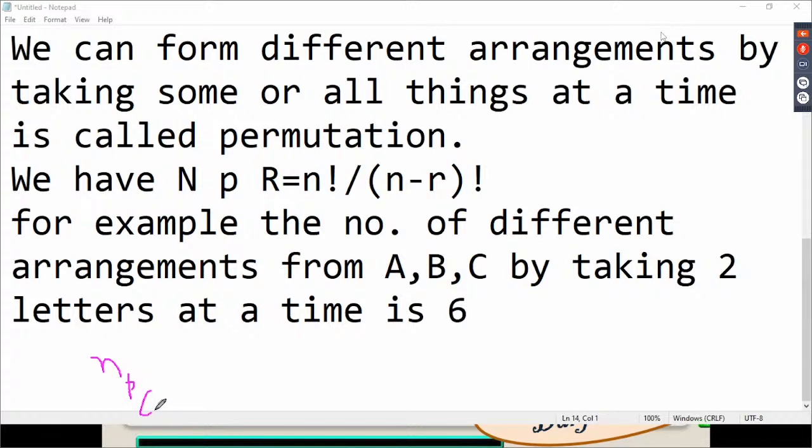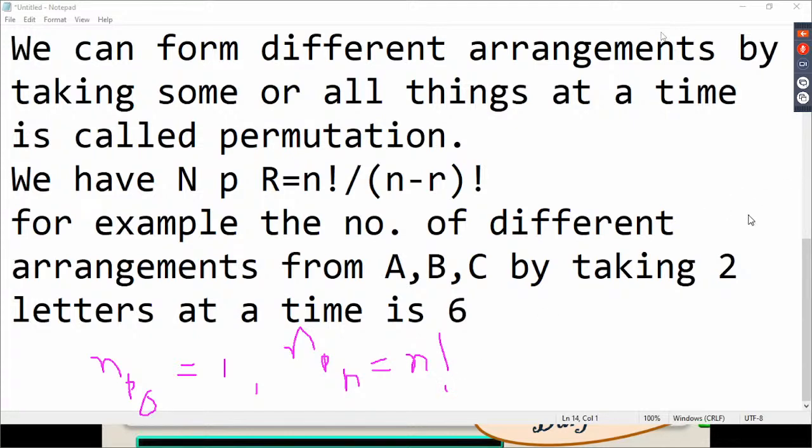What is the value of nP0? nP0 means 1: n factorial by (n minus 0) factorial, which is 1. What is the value of nPn? nPn is n factorial by (n minus n) factorial, which is 0 factorial, meaning 1. So what is the answer? n factorial. Clear?